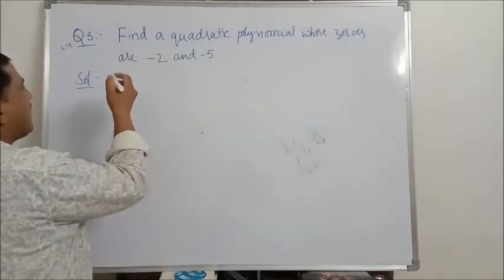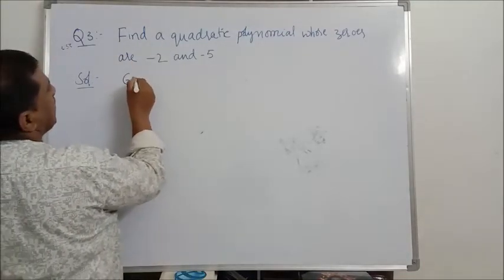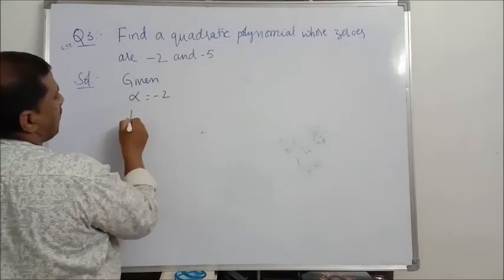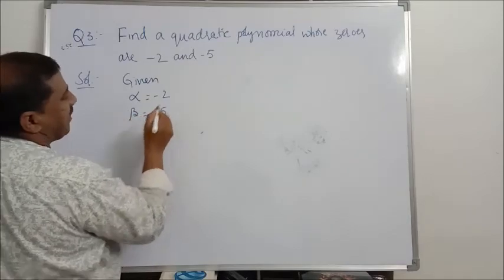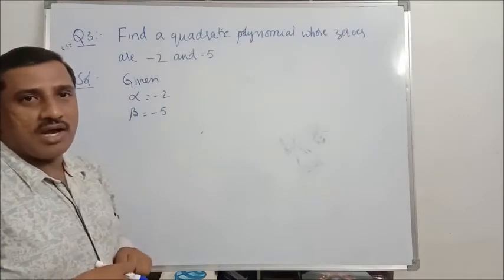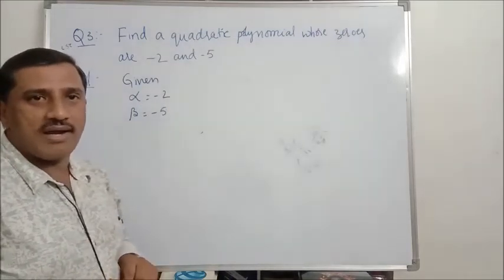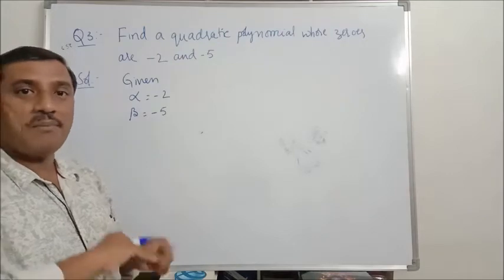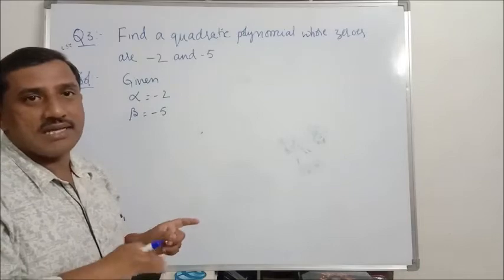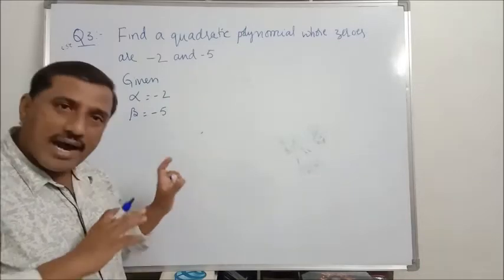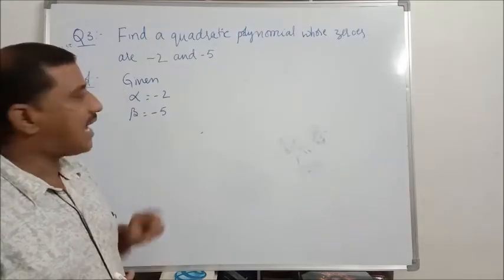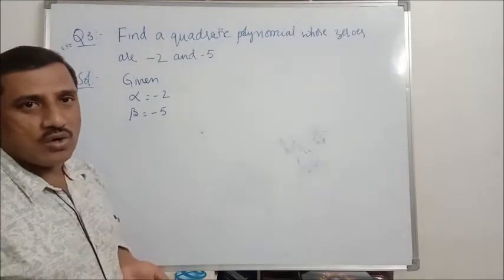So here what is given? The two zeros are given. Let the two zeros be alpha is equal to minus 2 and beta is equal to minus 5. So what we need to find is a quadratic polynomial. To find the quadratic polynomial we should know the sum of the zeros and the product of the zeros. Then we will substitute those values in place of the sum of the zeros and the product of the zeros and simplify. Here the two zeros alpha and beta are given as minus 2 and minus 5. So we don't know what the sum is.